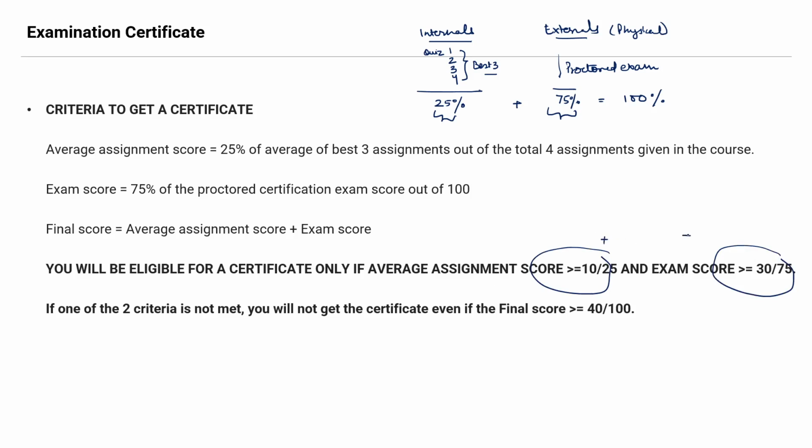If you match both of these criteria, by default you will score more than 40 out of 100, which will be required for your certificate generation, right? So individually, if you do not qualify these criteria, you might not get the certificate. Okay. So it's written, if one of the two criteria is not met, you will not get the certificate. So you need to score greater than or equal to 10 and greater than or equal to 30 out of 100 marks, right?